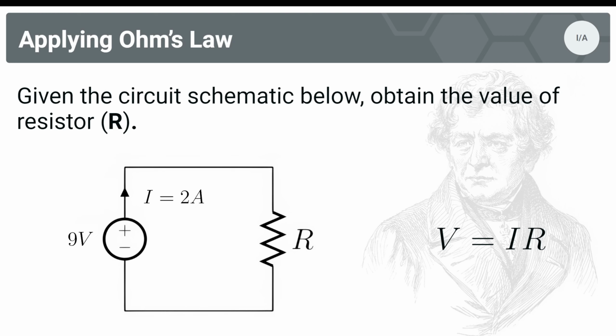All right, you should be back with your answer, and that answer should be 4.5 ohms. You plugged in your voltage, that's 9. You plugged in your current, that's 2. We take voltage and divide it by current, 9 divided by 2, and we get 4.5 equals R. So our answer is 4.5 ohms.